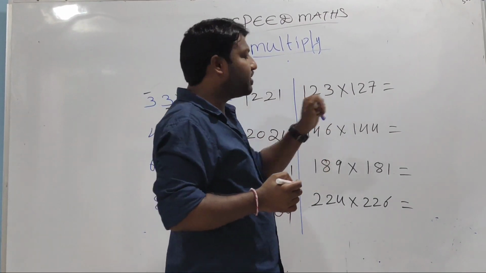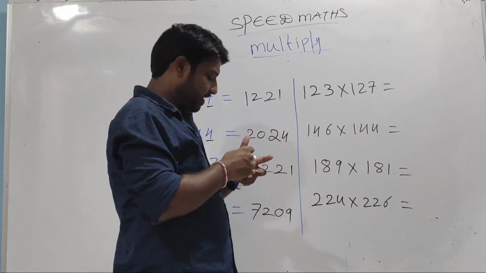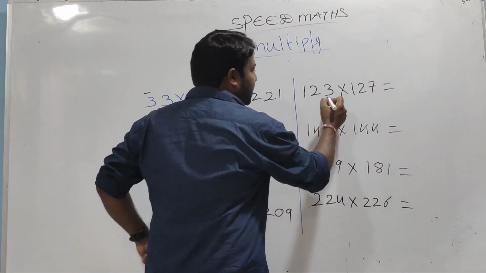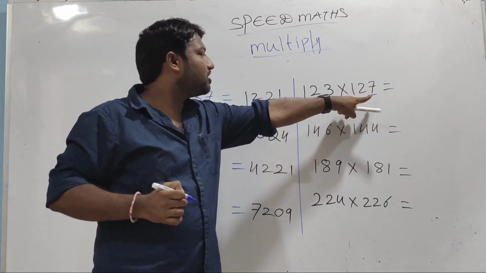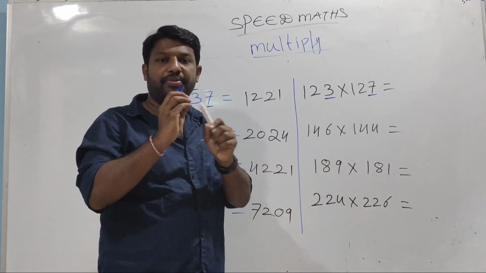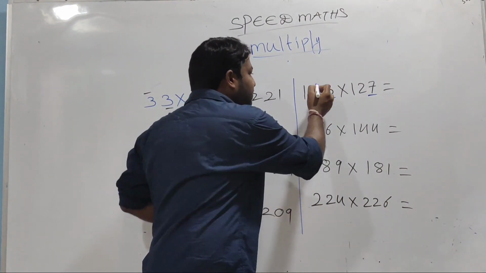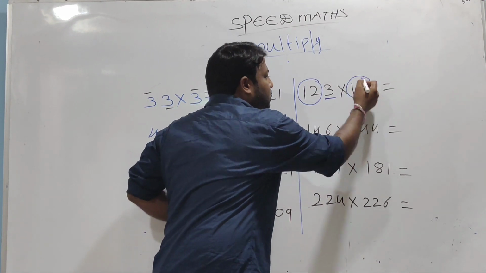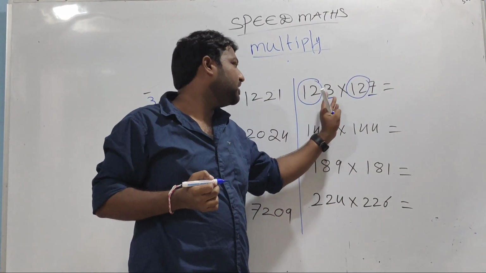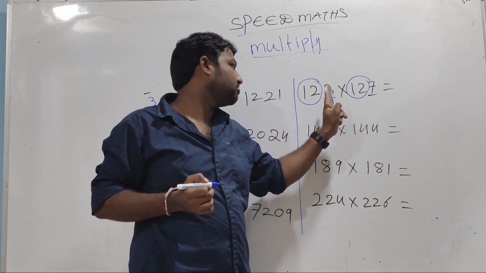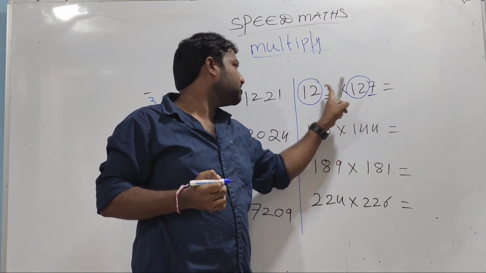Now see this sir, 123 into 127. Last digit check chestunnam. Ikkada em undi? Last digit 7 undi. Ikkada em undi? 3 undi. 7 plus 3, 10. So condition satisfied. Mundu 12 undi. Ikkada kuda 12 undi. So mundu digits same undali. Yes, same unnayi. Last digits sum cheste 10 ravali, vastundi. 3 plus 7 is 10 and this is 12, this is 12.